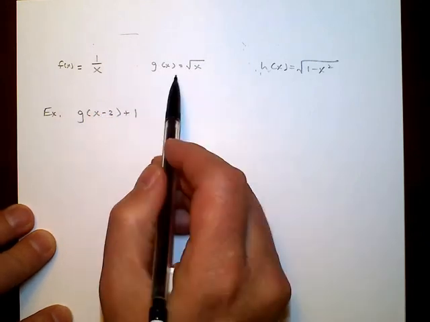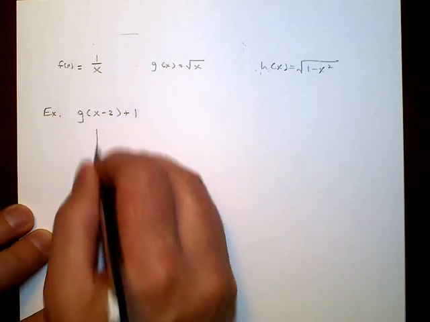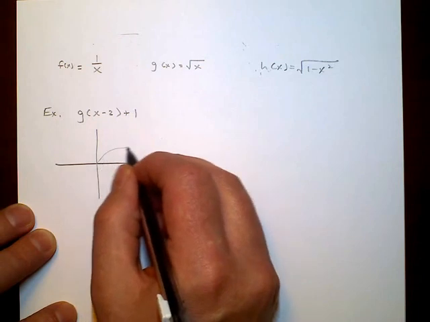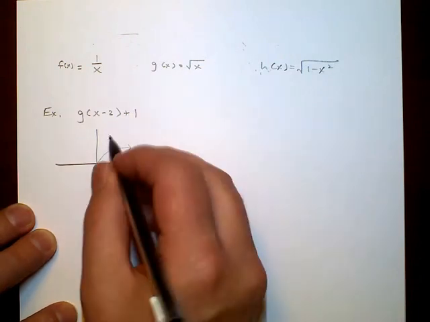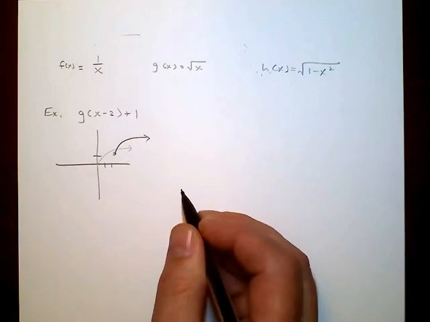That means we're going to take the function g, we're going to move it to the right 2 units, and move it up 1. It's just a little bit different notation. We're taking our graph that looks like this, square root of x, and moving it to the right 2 and up 1. So that final graph would look like that.